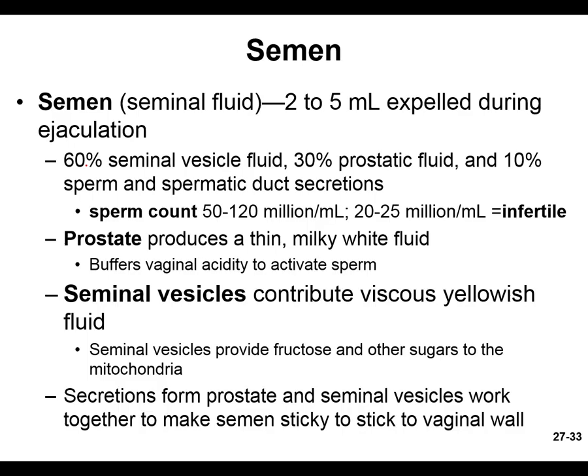Okay, and we already went through the semen and what it's made up of. It's 2 to 5 milliliters expelled during ejaculation. And here's that sperm count that we mentioned. The prostate buffers the acidity to activate the sperm. It's a milky fluid. The seminal vesicles are going to have more of that viscous yellow fluid, with lots of fructose and sugars. Also, the seminal vesicles are going to have something called proseminogelin, and this is what really makes it sticky.